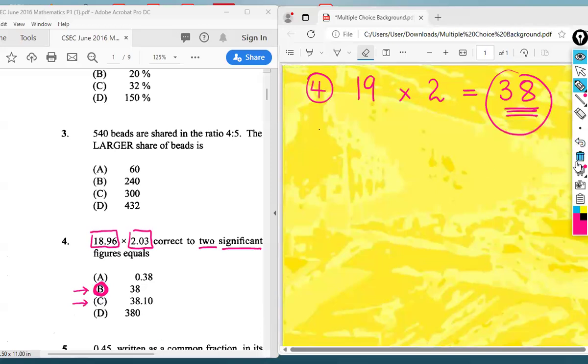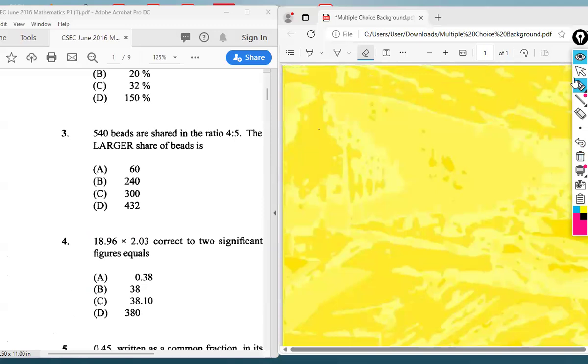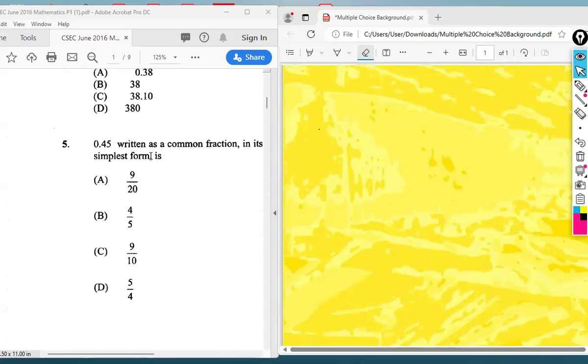Let's have a look at number 5. This one is super easy. Let's just do this one together, because like I said, we have harder questions to do.